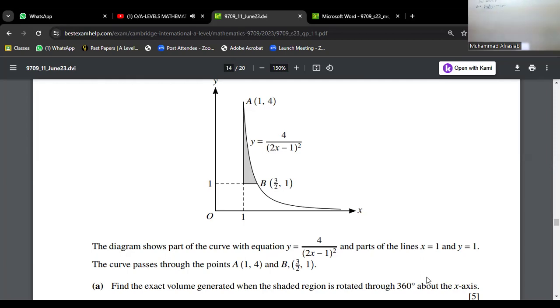The curve passes through the points A (1, 4) and B (3/2, 1). Find the exact volume generated by the shaded region, which is rotated through 360 degrees about the x-axis.